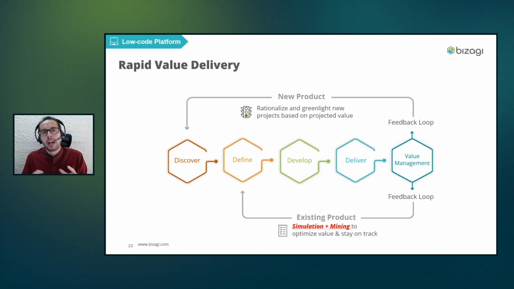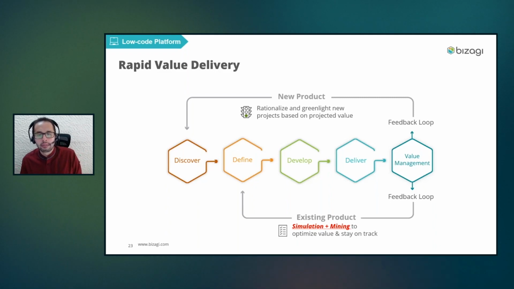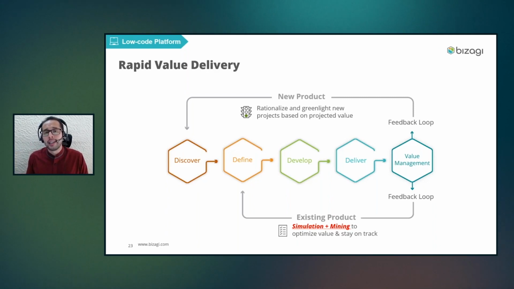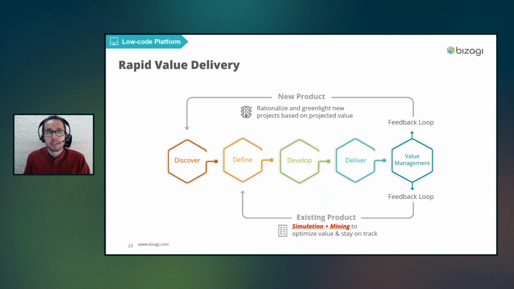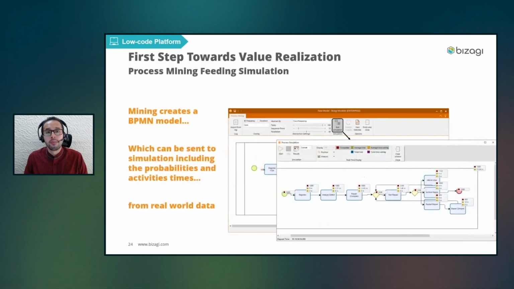And one of the ways in which we're going to close the loop is doing this first step, that is adding simulation plus mining, right? So we want to take information that we have in different systems that is already there working in completely different platforms that are not a part of this process orchestration platform such as Bizagi. Use the information, simulate, and find ways to improve your processes, right? This is the first step that we're taking towards value realization, right?